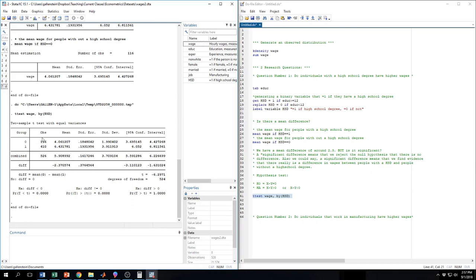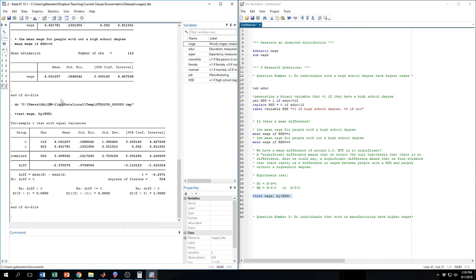All right. Then we have observations, the number of individuals in the data set that fall into either category. Basically, we have 116 people without high school degrees and 410 people with high school degrees. Then we have the mean, the average. We have the average wages for people that do not have a high school degree. Then the standard error, standard deviation, etc.